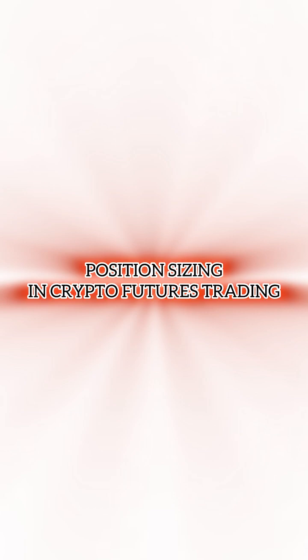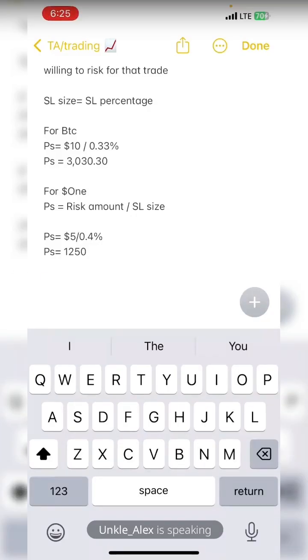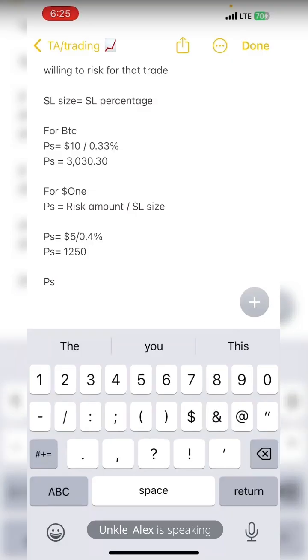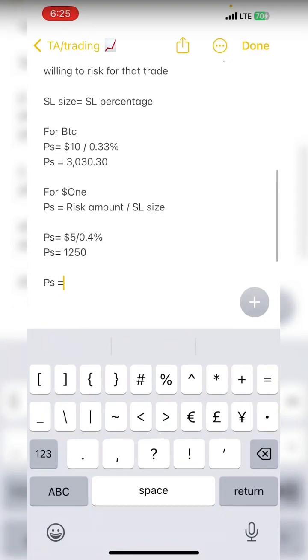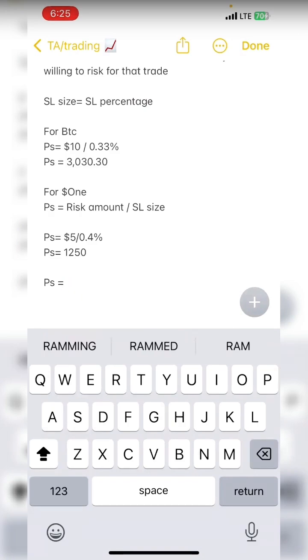Now, there is a completely different calculation for that. For those that get their signals from signal groups, one problem they're having is that they don't know the SL percentage, because the person is just sending numbers. He's not sending details like that. You get? So for that, you have to calculate our SL percentage. Now, position size equals risk amount over SL size.